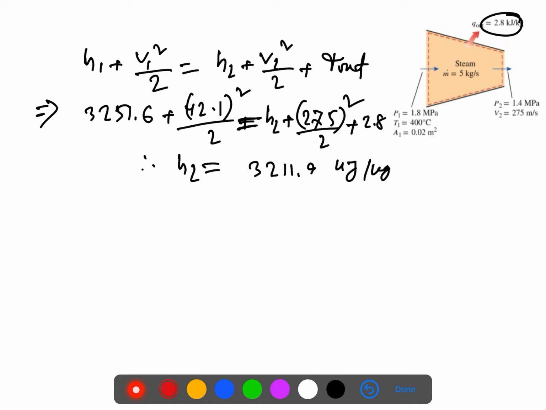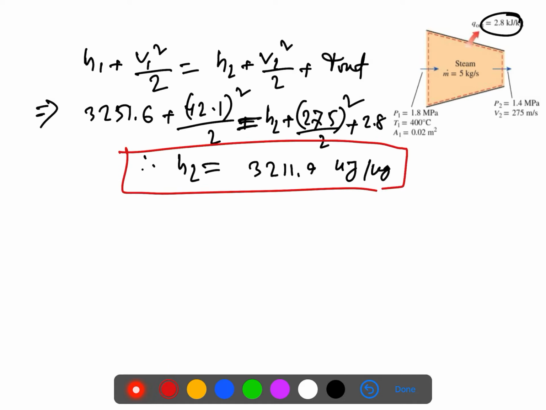So now we have h2, and we need to calculate T2. From table A6, we earlier calculated the specific volume and the enthalpy h1. If we know any two properties, then we can find the other one. So here, if we know the pressure and the enthalpy, then by using this pressure and enthalpy we can calculate T2.